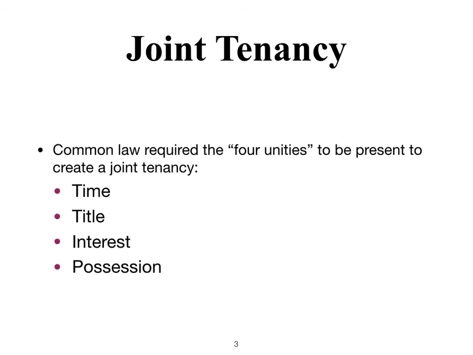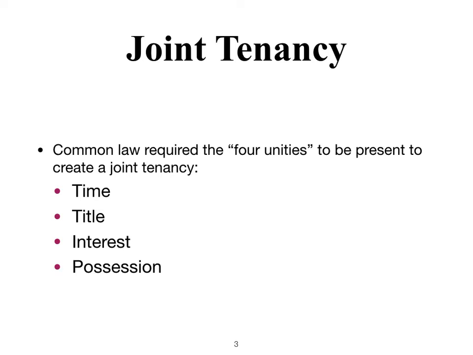A little bit more about joint tenancy. The common law required four unities to be present to create a joint tenancy. The first is time. So all the joint tenants have to acquire the interest at the same time. No exceptions. The interests have to have been obtained on the same day at the same time.